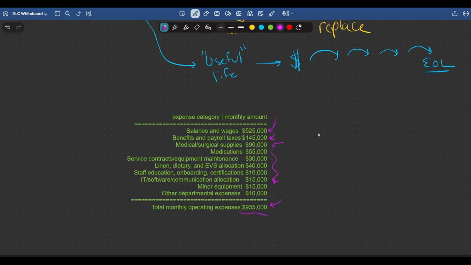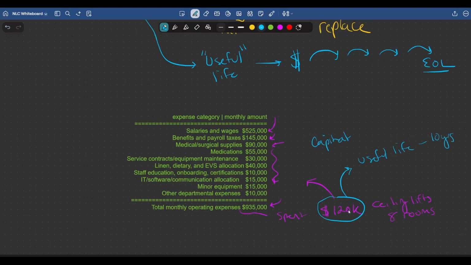But then let's say you actually also spent $120K installing ceiling lifts in 8 rooms. Why isn't that included in these expenses? Well, that's because this is a capital expense. Okay. So what's going to happen is finance is going to assign this a useful life, let's say 10 years.